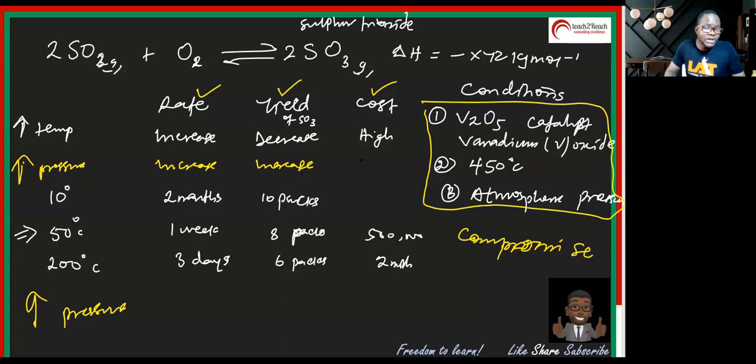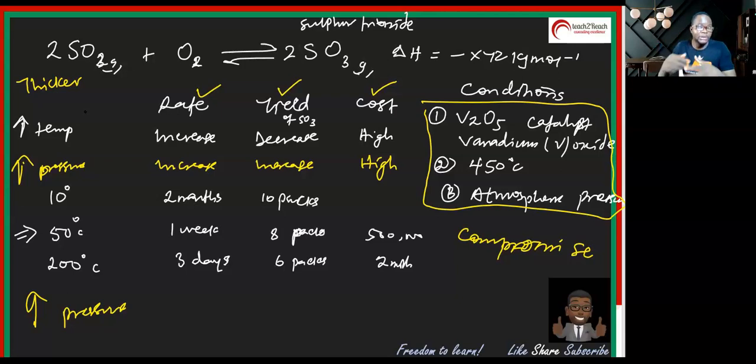But the truth is, the more the pressure that I need, the more the cost. Because if I want more pressure, I will need thicker pipes in industry. I need thick pipes to sustain the pressure. Otherwise, my industry will blow up. So I need stronger pipes, and the thicker the pipe that I need, the more it will cost me. So those are the things that they look at in industry.